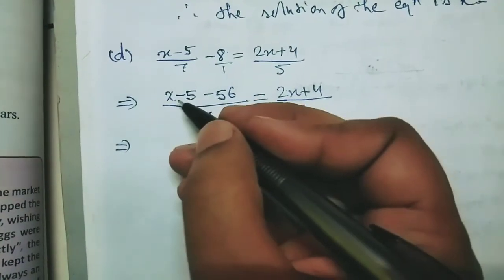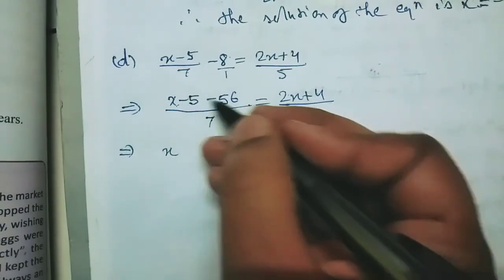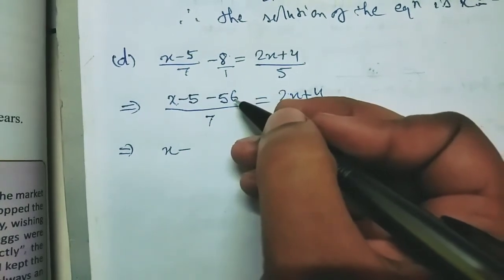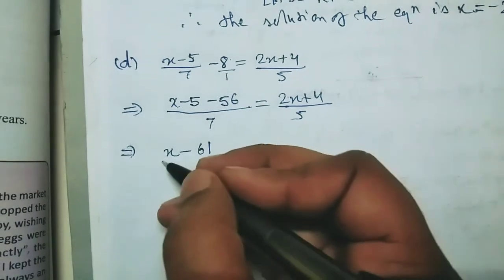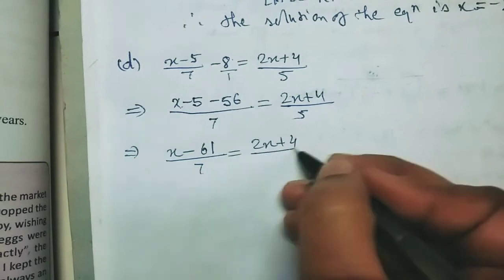Next, what you do? x minus 5 minus 56. So the operation will be plus, the sign will be minus. So 5 plus 56 is what? 61. Okay, so (x - 61)/7 equals (2x + 4)/5.